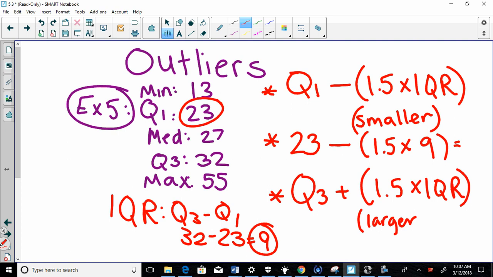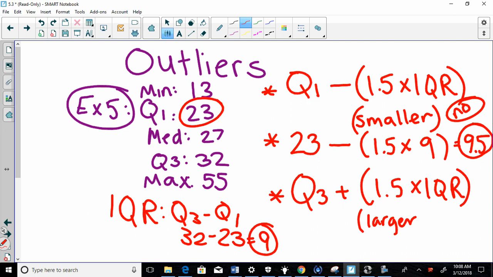Raise your hand when you get a value. So what is 23 minus this right here? 9.5. What do you get? 9.5. And so we see that our minimum is 13. Is 13 smaller than 9.5? No, so we have no small outliers. So no small ones. Now we need to see, are there any large outliers?